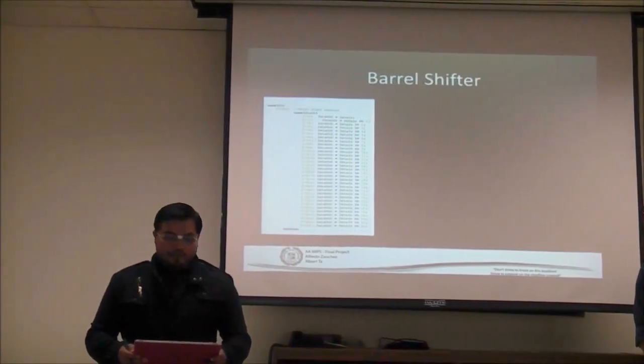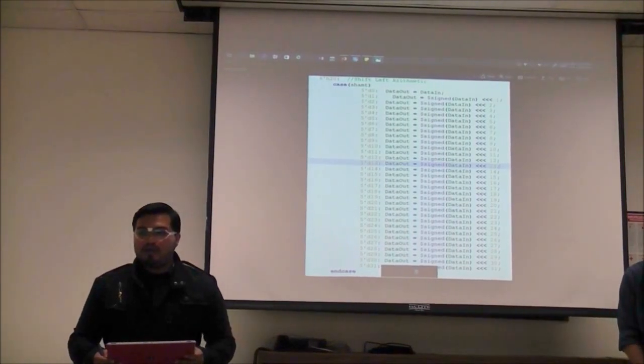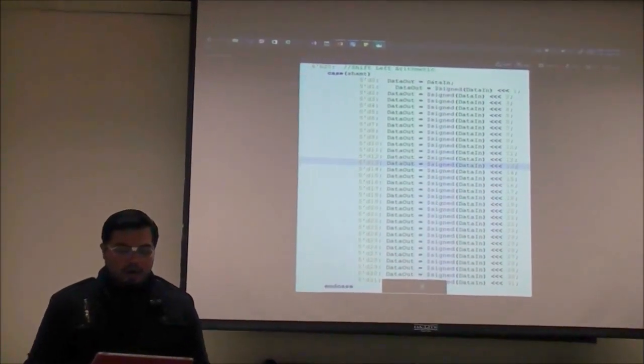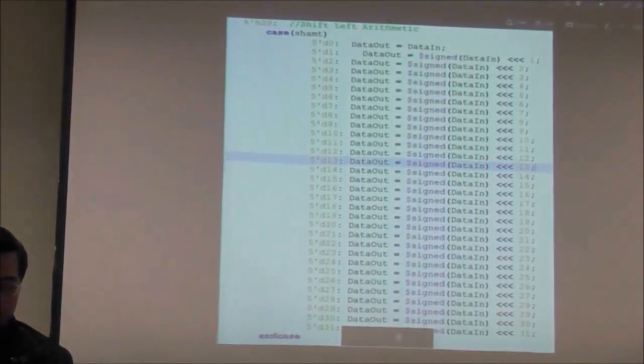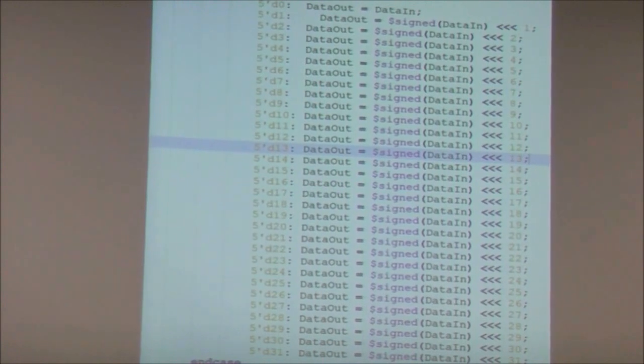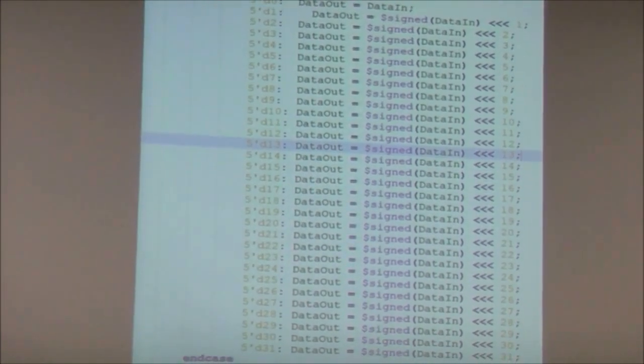The barrel shifter. We were able to enhance the shift left, shift right, and shift arithmetic by expanding the barrel shifter to up to 31 times based on the shift amount that is designated. And again, just like the rotates, it's just one big case statement.